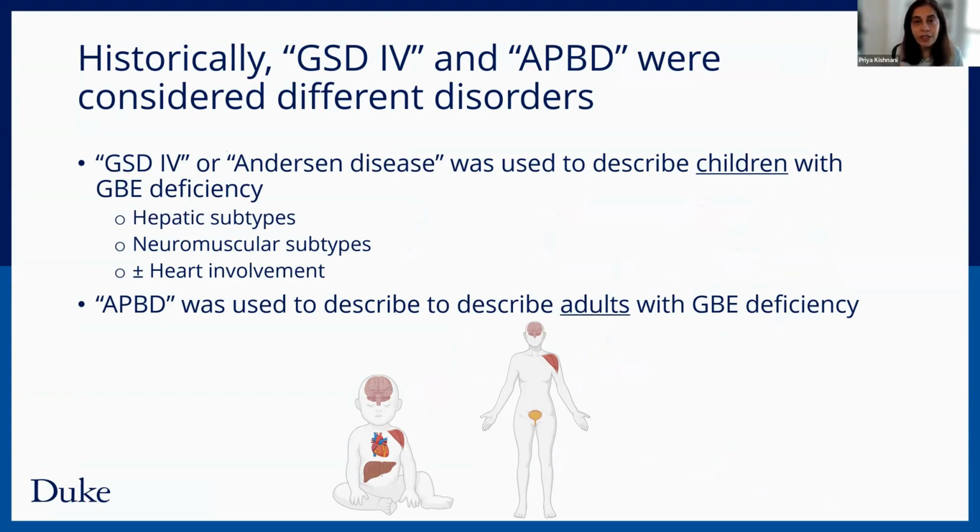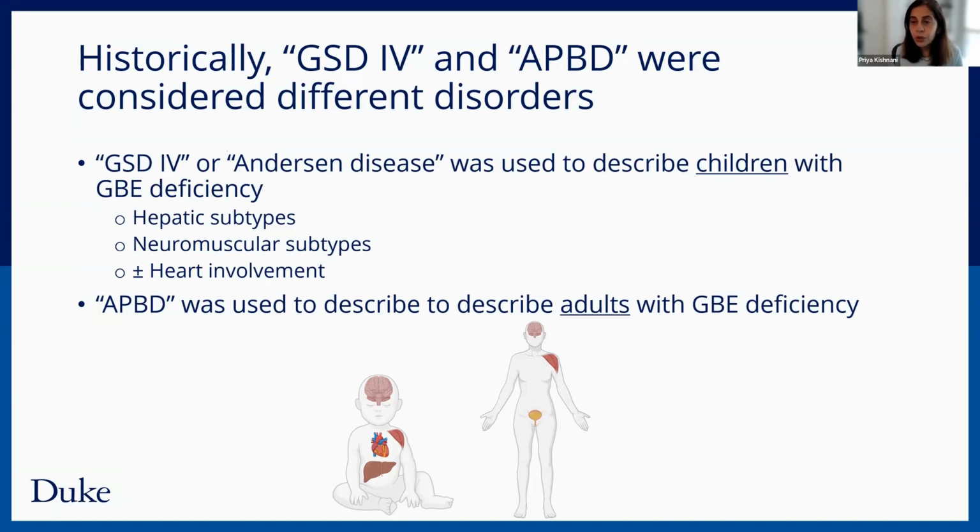And I hope that at the end of today, we can recognize that they're all caused by the same enzyme deficiency. The difference is really because of the underlying genetic changes that result in a deficiency of this enzyme, glycogen branching enzyme. And so in the past, it was used to describe children with this deficiency, and it was classified into the hepatic subtype, a neuromuscular subtype, and those who had plus minus heart involvement. And APBD was used to describe adults with this enzyme deficiency.